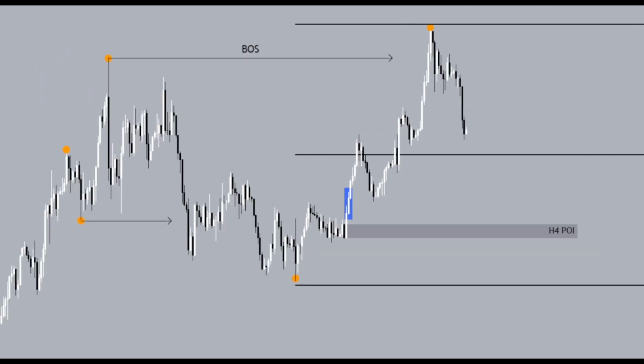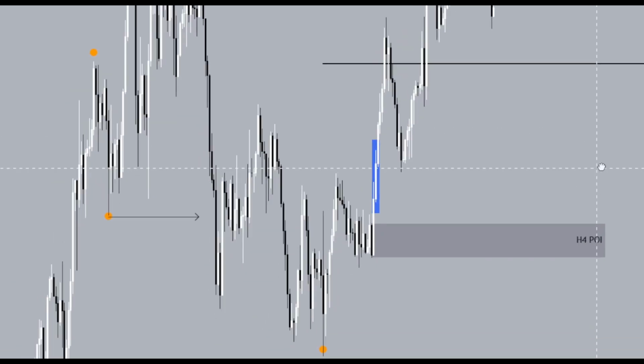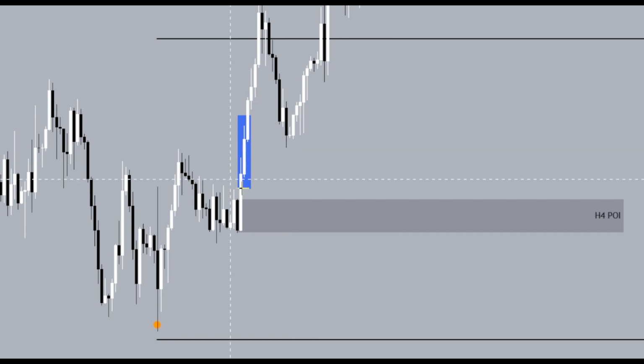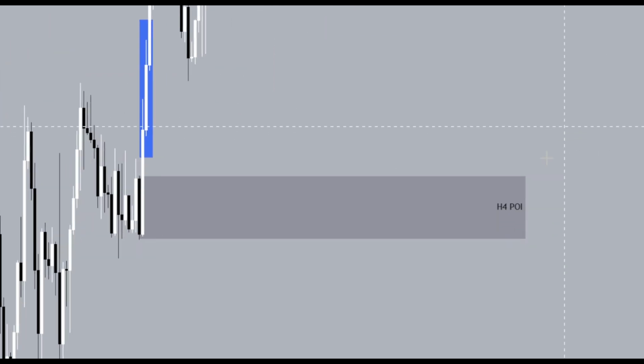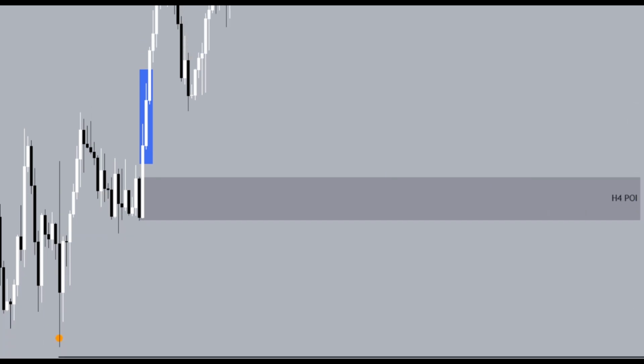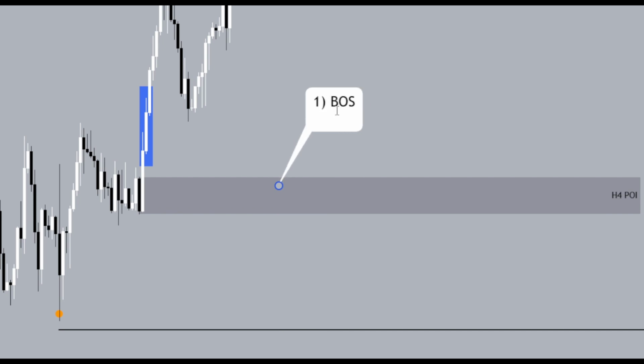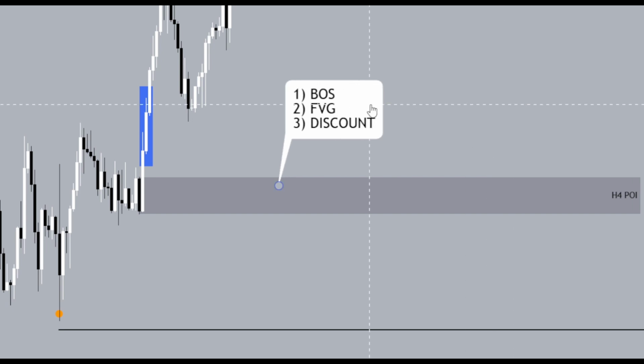Now from here, last but not least, what we identify as our fair value gaps, which I've already identified on the charts over here. So the fair value gap is over here, marked out in blue, and of course this gives rise to a 4-hour POI. So this 4-hour POI is valid for 3 reasons, right? Remember the 3 rules of a POI. Number one, we see a break of structure to the upside. We see a fair value gap, and we see it being priced in the discount, which also meets our rules.